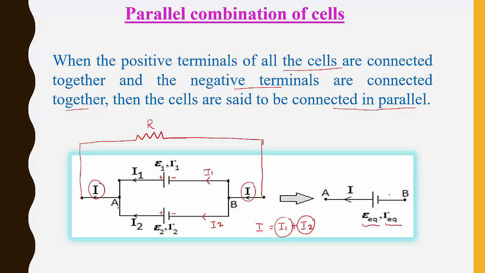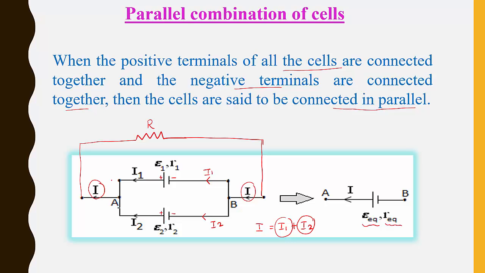A cell is a device which converts chemical energy into electrical energy. EMF is the potential difference across the terminals of the cell when the circuit is open. The third point, internal resistance, is the opposition offered by the cell to the flow of current. And the fourth point, terminal voltage, is the potential difference across the terminals of a cell when it is in a closed circuit. The cells have EMF E1 and E2.